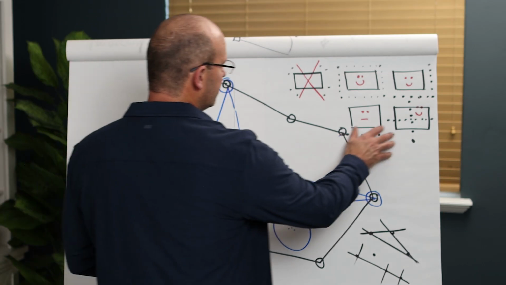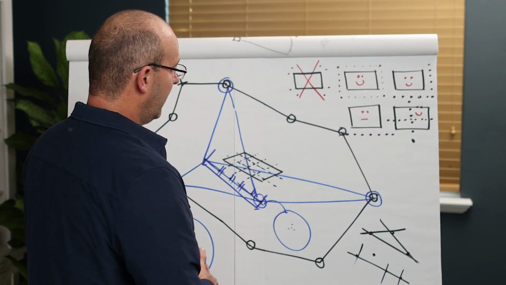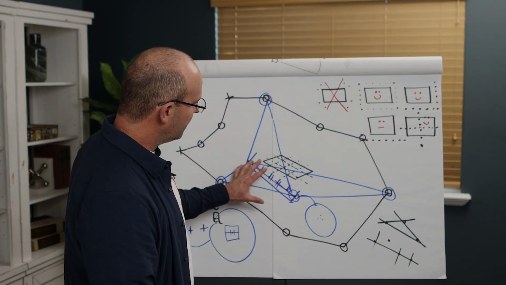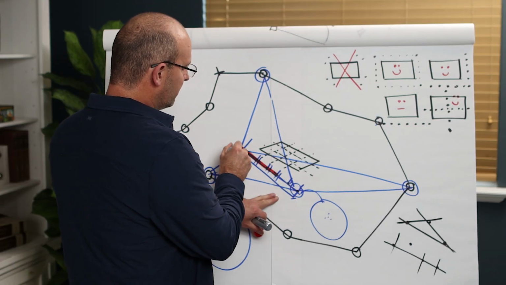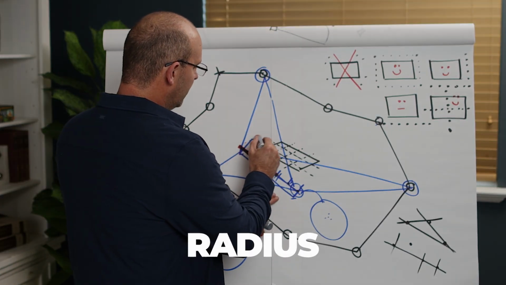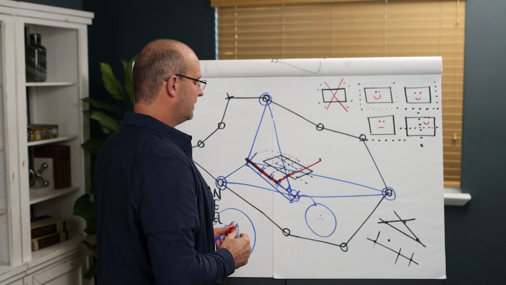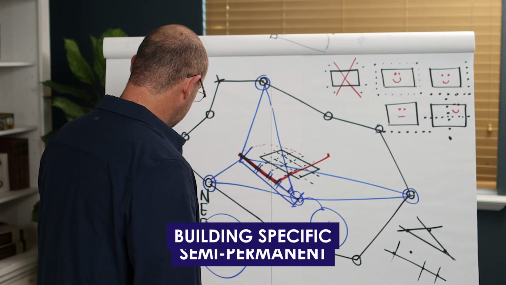And if you wanted to do these other patterns, you would simply do the same thing on those other patterns. And then also, like for this one, you could check the diagonal. But the bottom line is that's how you're going to bring it in from your primary control. Your secondary control should allow you to set up and backsite along the baseline and have the radius be longer than any foresight, and you should just be able to turn 90s into that building. And that is secondary control. It's building specific and it's semi-permanent.